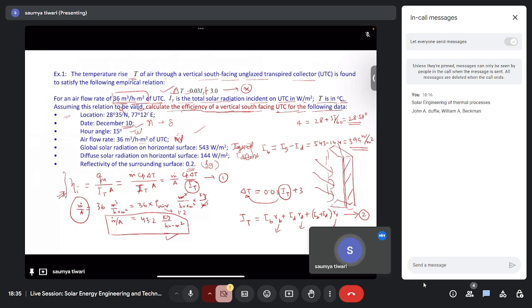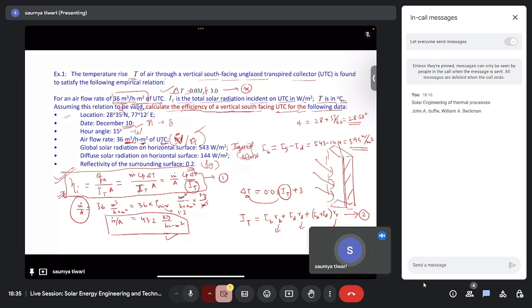So now we'll see what parameters we have in this efficiency equation and what we don't have. So we have the value of air flow rate; basically a volume flow rate is given. We can change it into mass flow rate per area, right? So what is given is volume flow rate per area, because if you see the unit, it's in meter cube per hour per meter square, right? So the actual thing that is given in the question is volume flow rate per unit area, right?